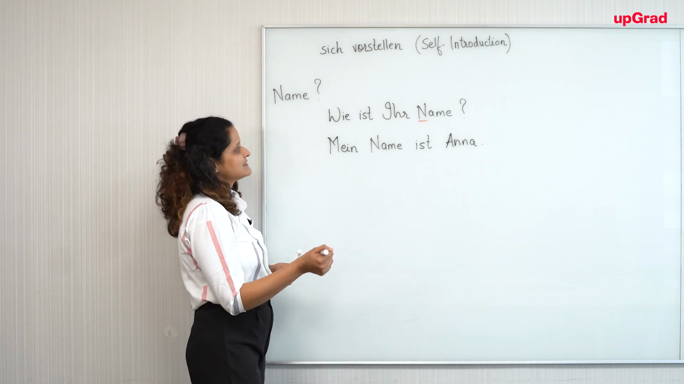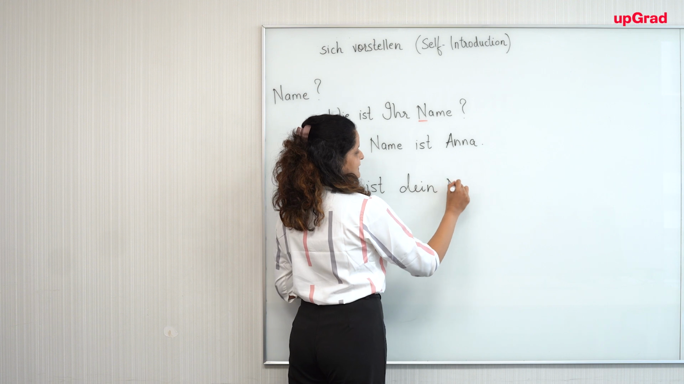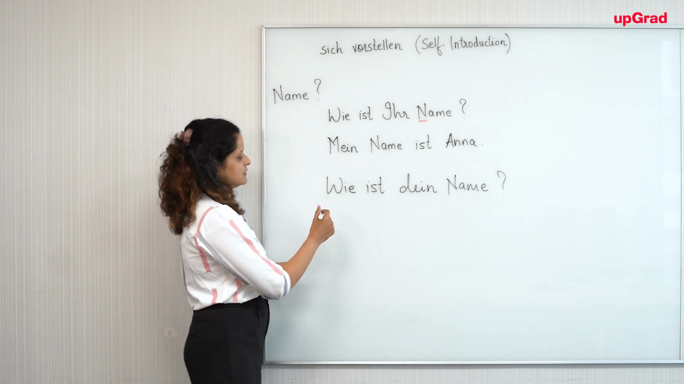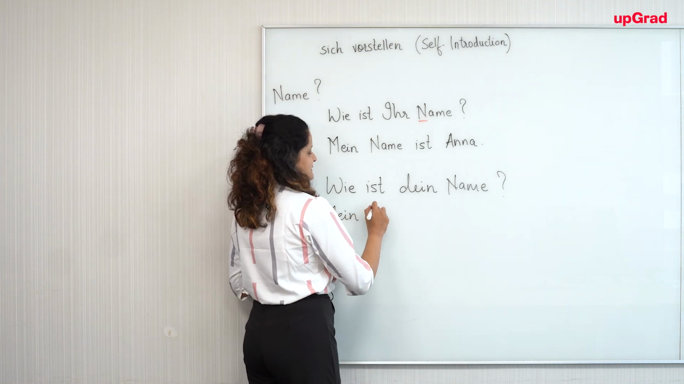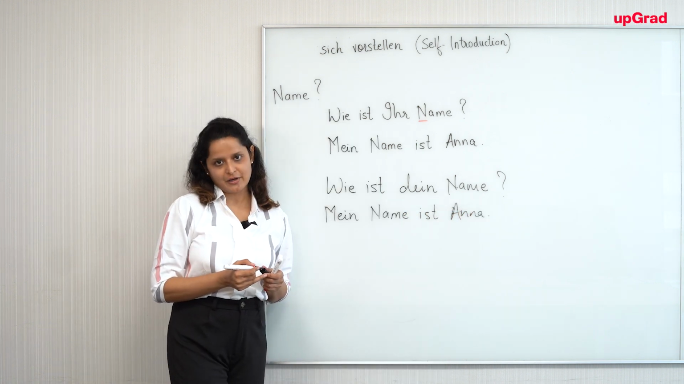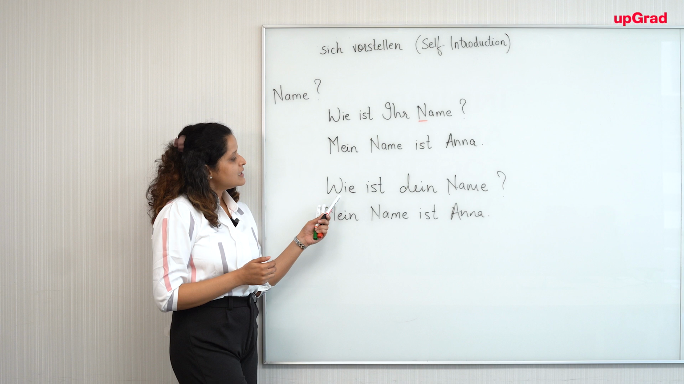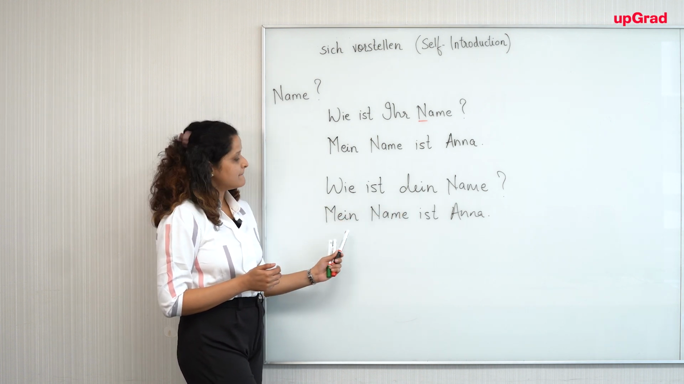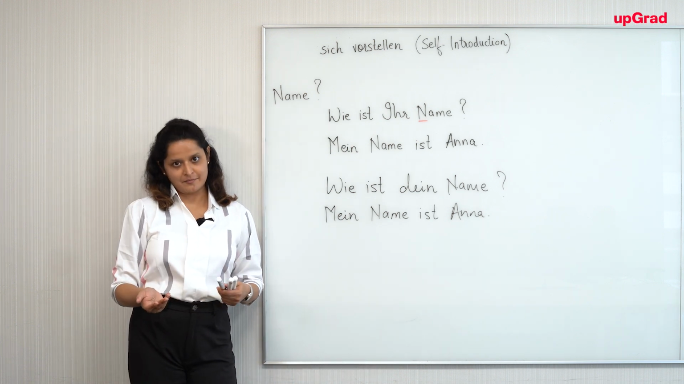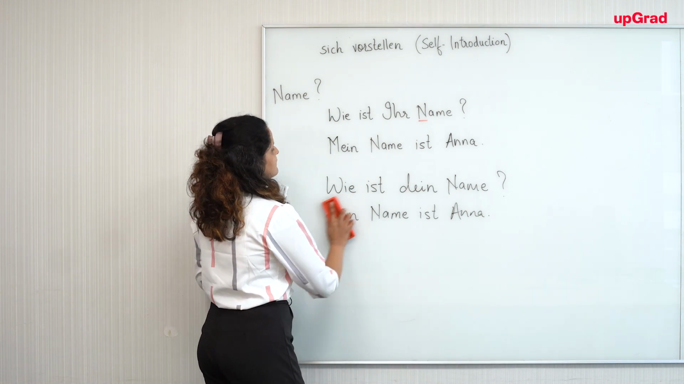The informal way of asking this same question is Wie ist dein Name? Okay, Wie ist dein Name? The response remains the same. That is, Mein Name ist Anna. So for every question you have, there are always going to be two ways to ask. One formal, one informal. So this is Wie ist dein Name? Mein Name ist Anna. This is just one way of asking somebody their name. We have one more way in which we can ask somebody their name. Let's take a look at that.